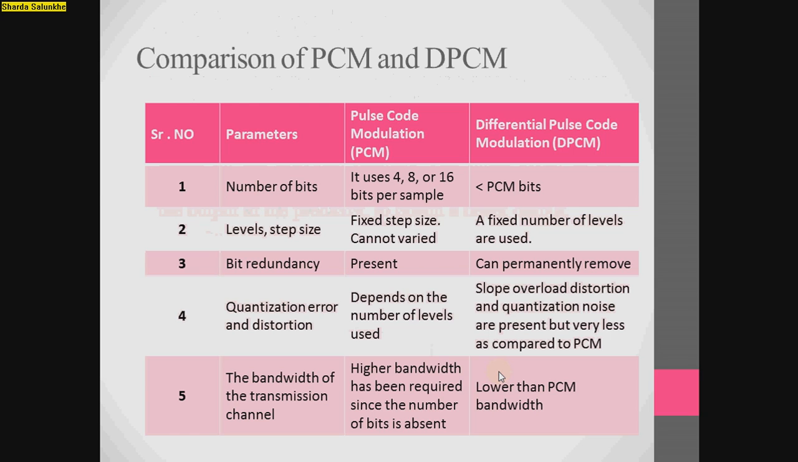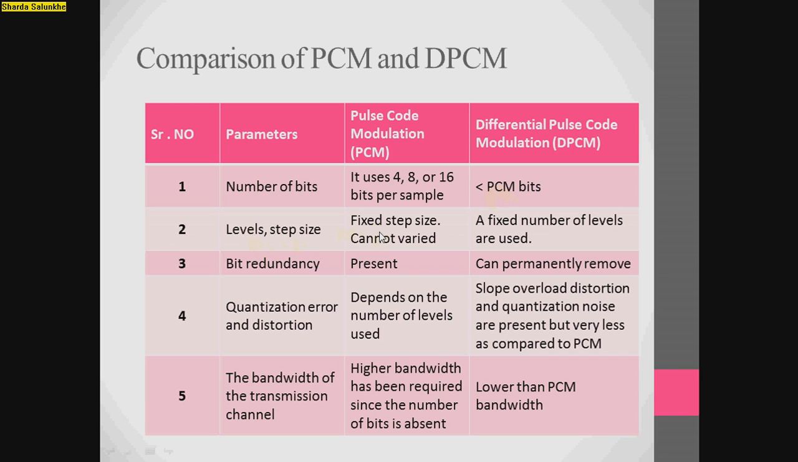Now you will get a clear idea regarding the PCM and DPCM. So these are the parameters. The second column is the PCM, and the third column is the DPCM. Parameter-wise, we can compare the number of bits required. PCM uses 4, 8 or 16 bits per sample, and DPCM uses fewer bits than PCM.